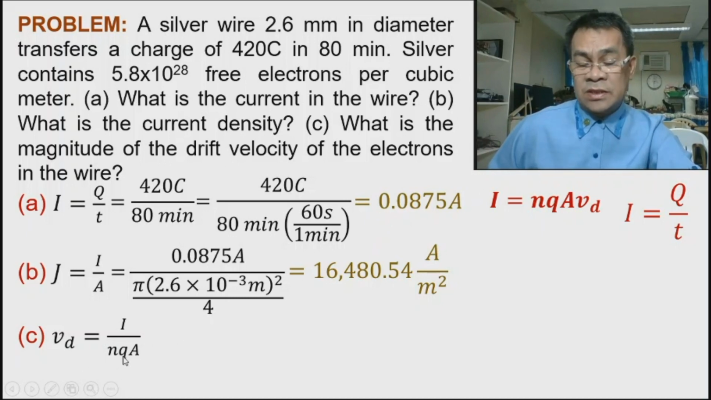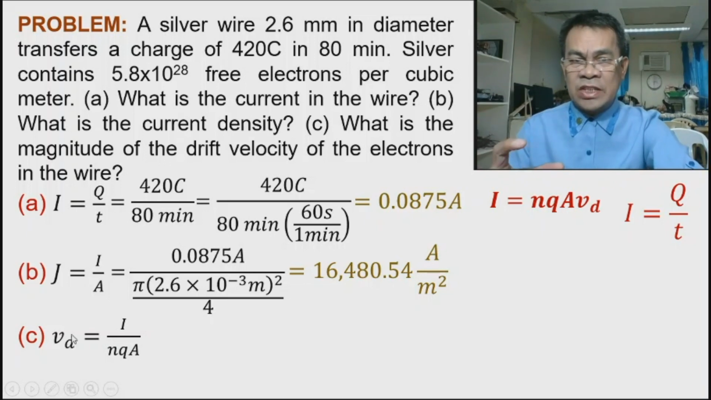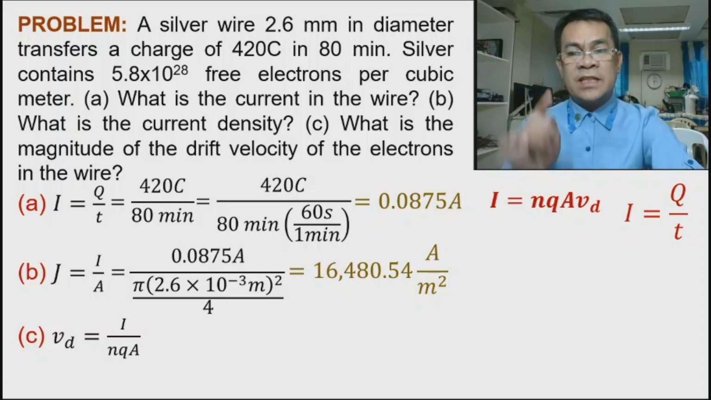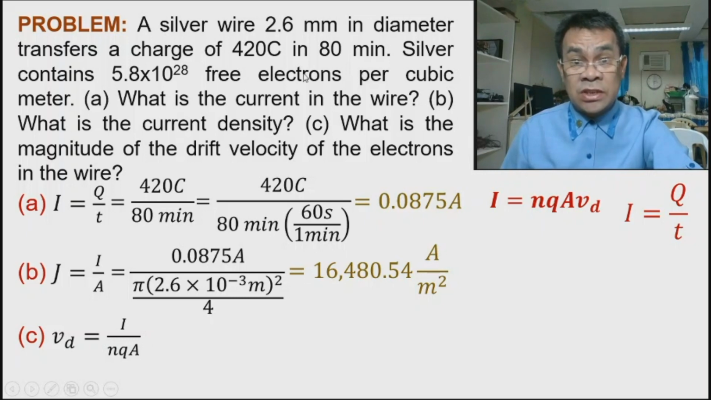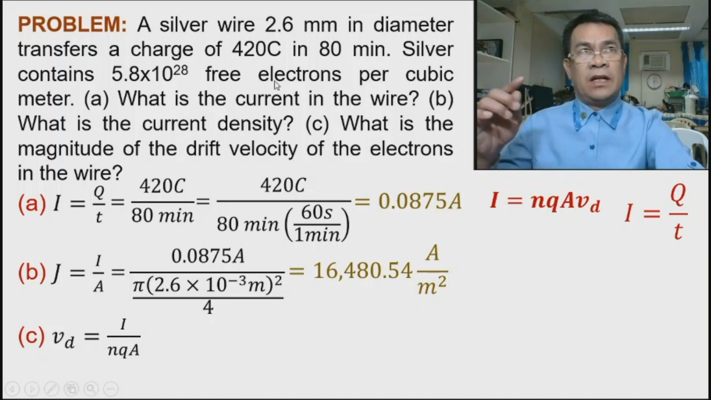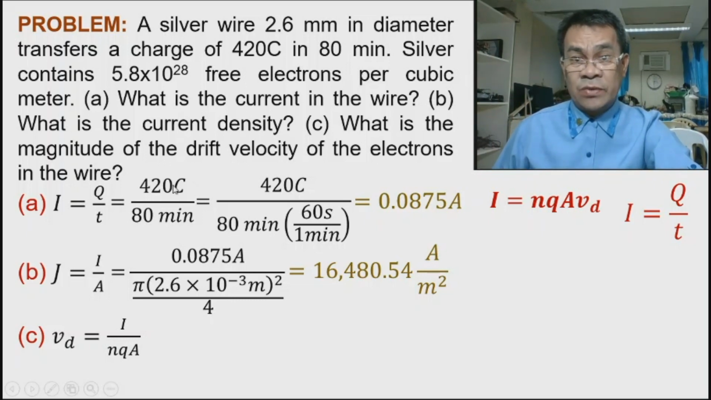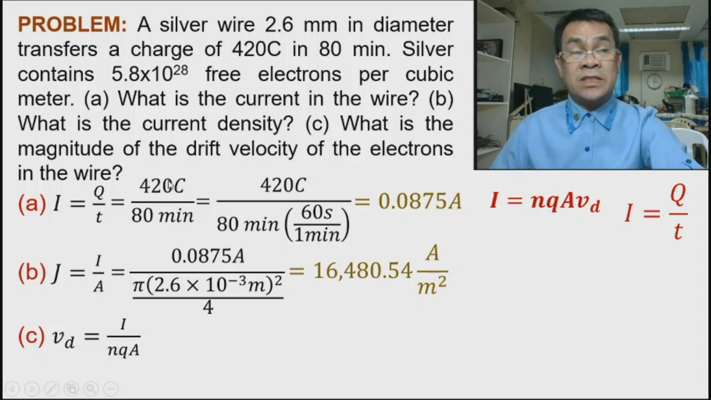N is given. What is Q? Take note, this 420 is the charge, the entire charge. This drift velocity is not the velocity of the entire charge. It is the velocity of a single electron. The particles are electrons, because you are using N, and this N is free electrons per cubic meter. So we are talking of electrons flowing in the silver wire. So do not use the 420, because this is not a single charge. The single charge is the electron. And how much is the charge of a single electron? It is 1.602 times 10 raised to negative 19.